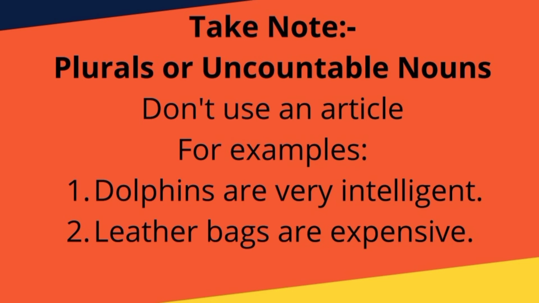Why do we use an article with a noun sometimes and at other times we don't use an article at all? When we are speaking about a noun in general, we are not being specific about which particular noun. We usually leave the article out. For example, here, dolphins are very intelligent. Dolphins is a plural noun. We are using it to say generally that all dolphins are intelligent. Another example, leather bags are expensive. We don't use articles here because we are talking about leather bags in general. If I said the leather bags are expensive, then I'm talking about a particular kind or brand of leather bags.